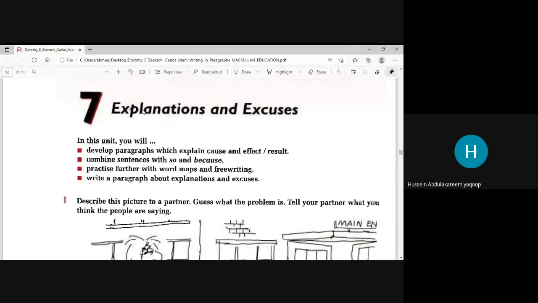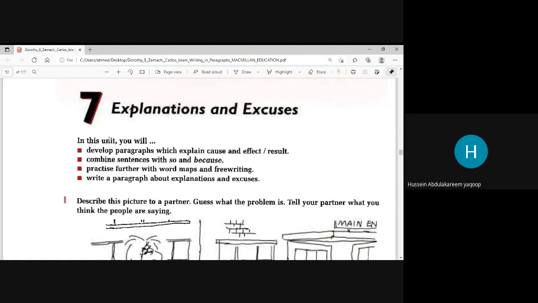Well, students, as you can see here, Unit 7 talks about explanations and excuses. Sometimes we face problems, we encounter problems. This is not on purpose, of course. That's why we need to explain what happened to us and we give excuses.